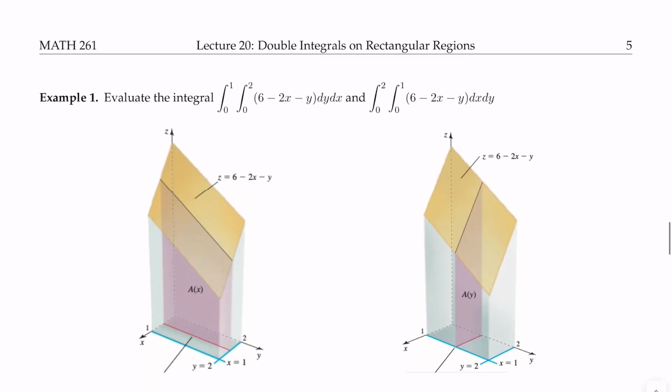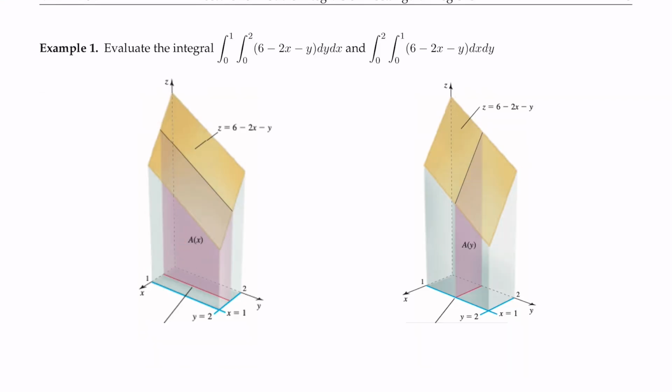In this example, you want to evaluate the integral from 0 to 1 and the integral from 0 to 2 of the function 6 minus 2x minus y dy dx, and you're going to perform the same calculation but with dx first and then dy. So follow the iterated integrals approach from earlier. When you want to evaluate the integral with dy first and then dx, you hold x constant, or you fix the value of x. In this case, you have the function z equal to 6 minus 2x minus y, and this is the plane under consideration. You want to find the volume of the solid region bounded by this plane and the rectangular region in the xy plane where x is between 0 and 1 and y is between 0 and 2.